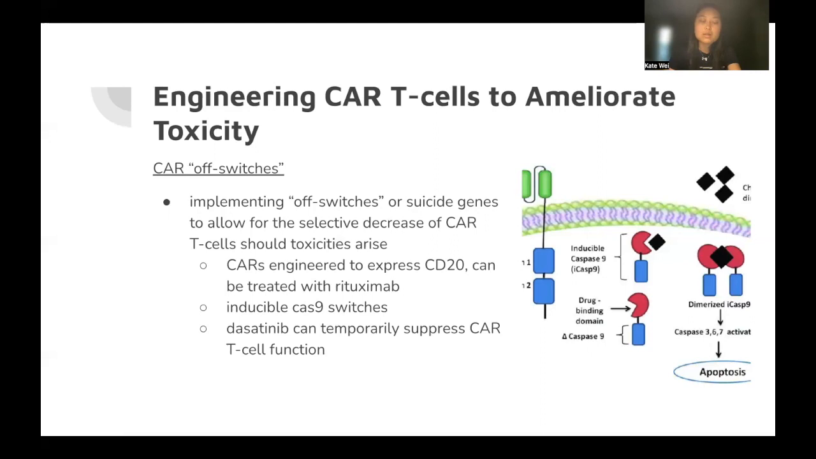So yeah, CAR T-cells are an exciting new treatment for cancer that is expanding the field of cancer immunotherapy. However, a lot of research is still being done into ways to produce safer and more effective CARs, and also to expand the use of CAR T-cells.